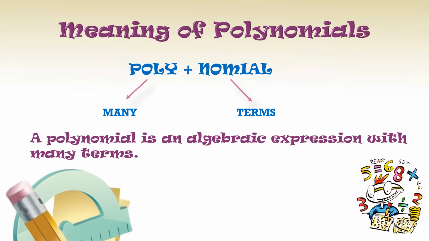So first of all, let's learn what is the meaning of polynomials. Polynomial is made up of two words, poly and nomial. Poly means many and nomial means terms. So polynomial is an algebraic expression with many terms. Okay, it has many terms. That is why it is called polynomial.